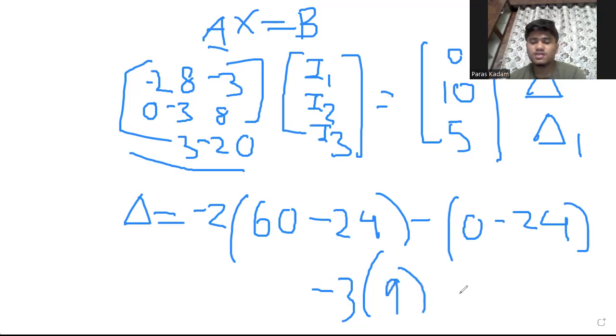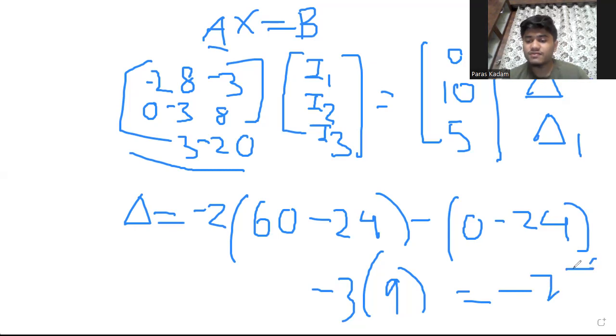Now we will solve this equation and we'll get an answer. We can solve this equation on a calculator. So it will come minus 2 into 16 minus 24 plus 24 minus 27. So here we are getting minus 75 as delta.